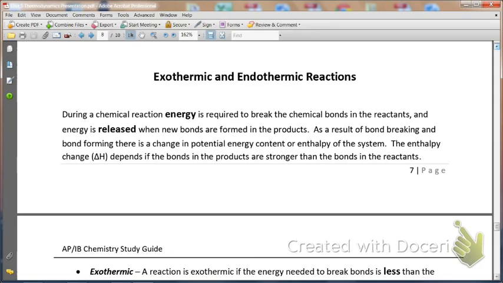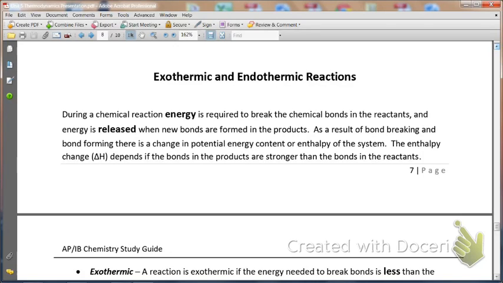All right, so let's look at this really closely. And if you need to re-look at this video a couple of times, then do so. But you got to nail down exothermic and endothermic reactions and what they really truly mean in terms of enthalpy changes. All right, so here we go.